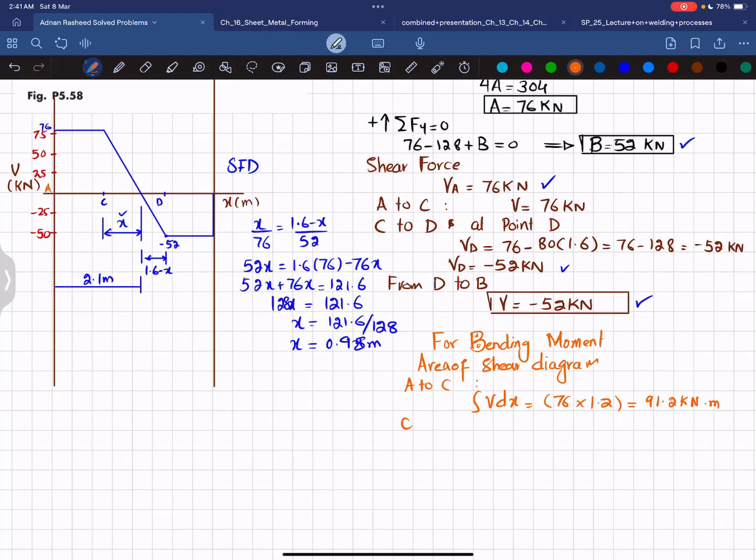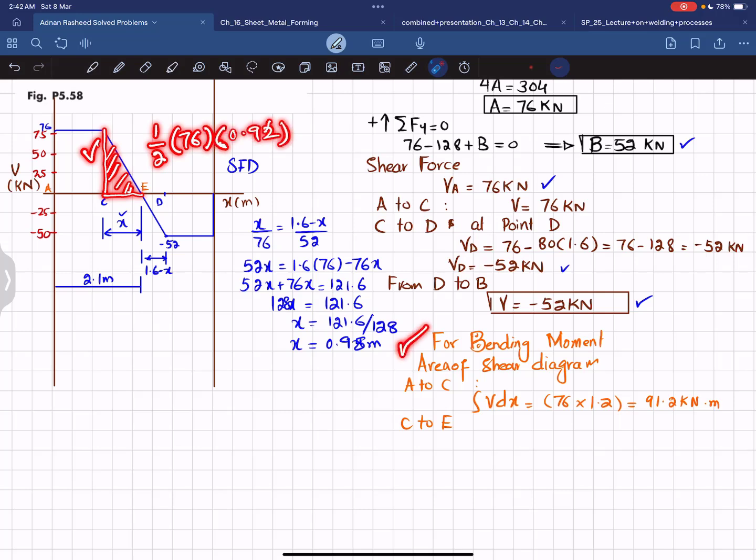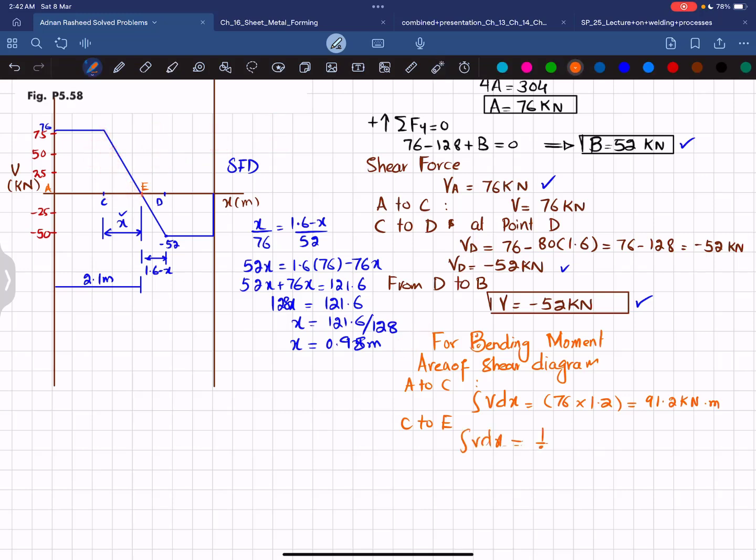Now from C onward, first we will calculate the area from C to E, and let this point be E where shear force is equal to 0. So from C to E, this is the area under the shear force diagram, and you can see this is a triangle. So its area will be 1 over 2 multiplied by this height, which is 76, multiplied by this x, which is 0.95. This is the value of x. So the integral of V dx will give you bending moment, and that will be equal to 1 over 2 times 76 multiplied by 0.95. And that will give you a value equal to 36.1 kilonewton meter. Now from E to D.